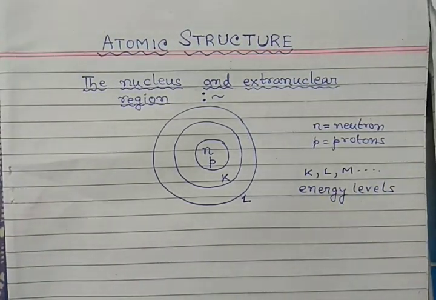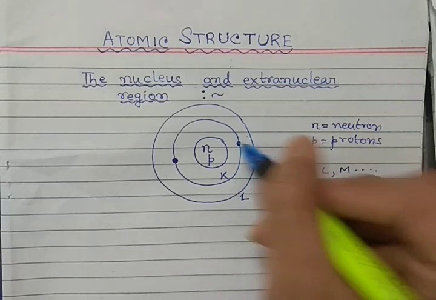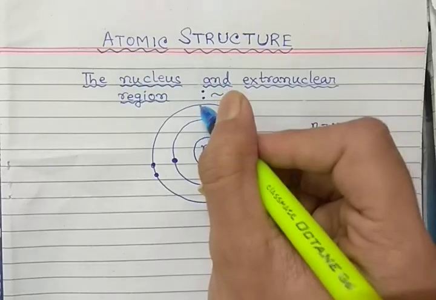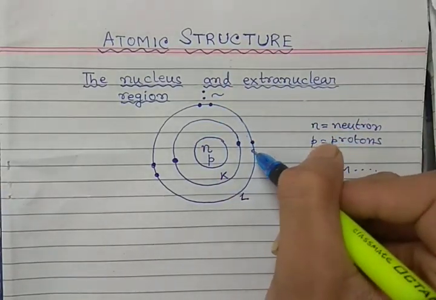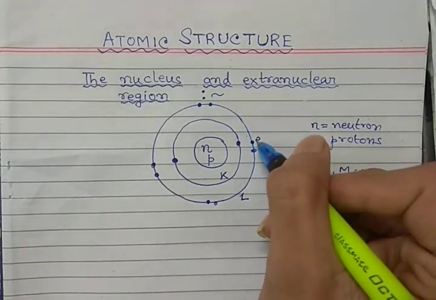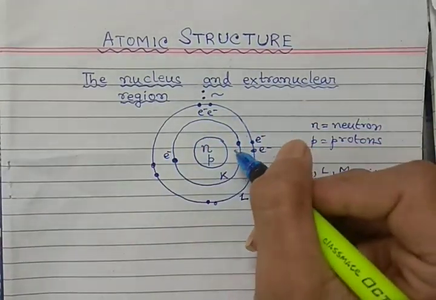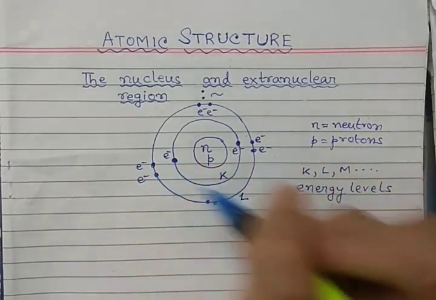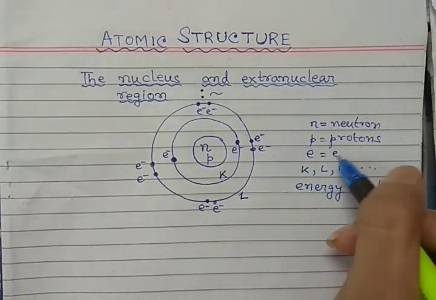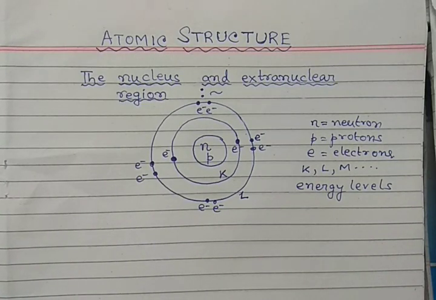Is it clear? And on these energy levels there are electrons which are continuously revolving around the nucleus, okay? So these dots are representing electrons. You can also represent it as E minus, okay? But you can easily represent it by dots. It is much easier and much more convenient. In school, you can represent it the way they tell you, there is no problem, okay? E stands for electrons.